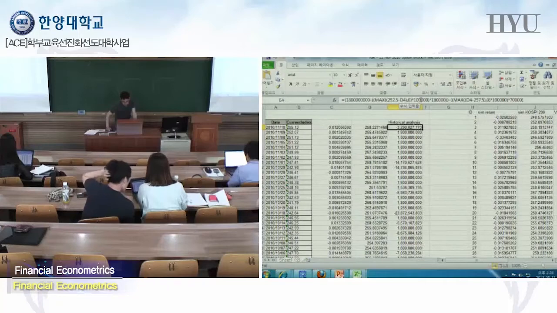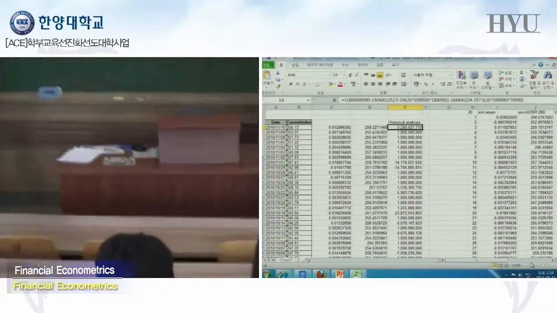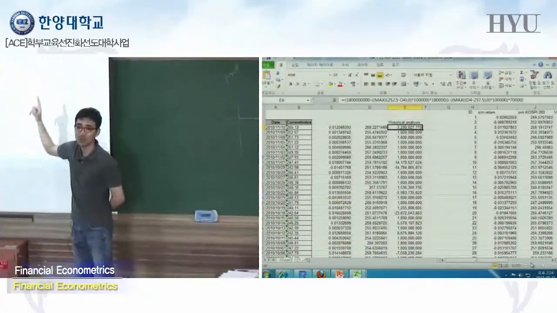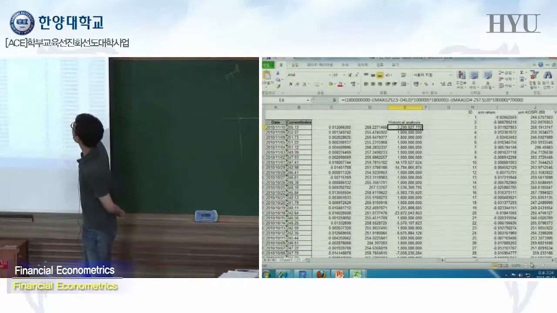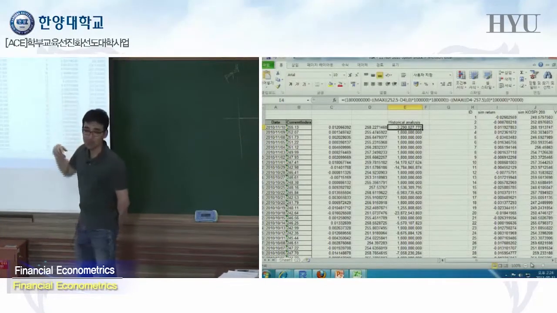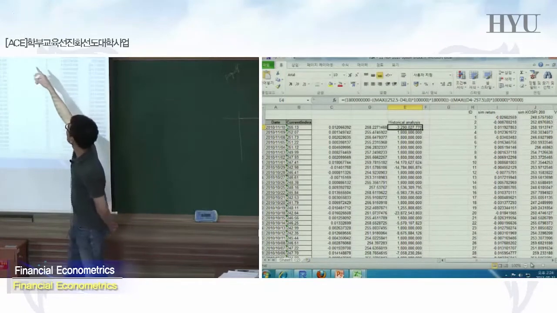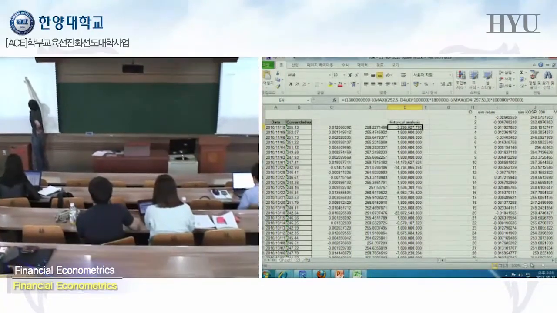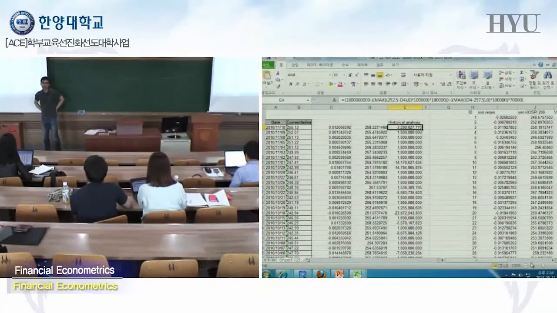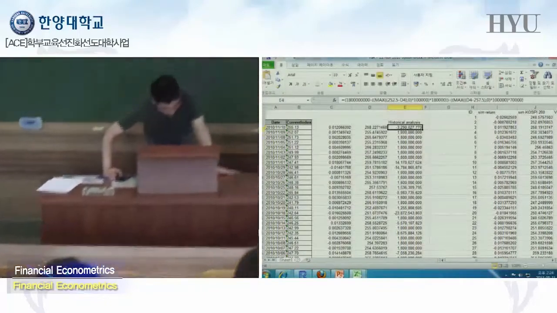As I explained, the contract unit is 100,000, and how many contracts do they have in our article? It says that they have 180,000 contracts. So this is the amount of the short position in the put option. And next is the amount of the call option, the short position in the call option.